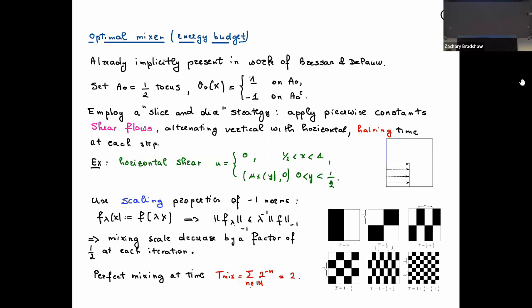So these are automatically divergence free. And the profile of the shear is this function u1. In this case, it's a piecewise constant. So in the picture, for example, I keep the top fixed and I move the bottom. Actually, in this evolution, the checkerboard evolution, I do the opposite. I keep the bottom fixed and I move the top half.